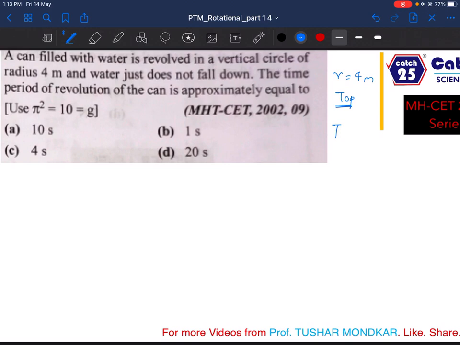So they want us to find out the time period. Let us try to calculate the time period right now. And how can we calculate the time period? In order to find out the time period, it will go like this.